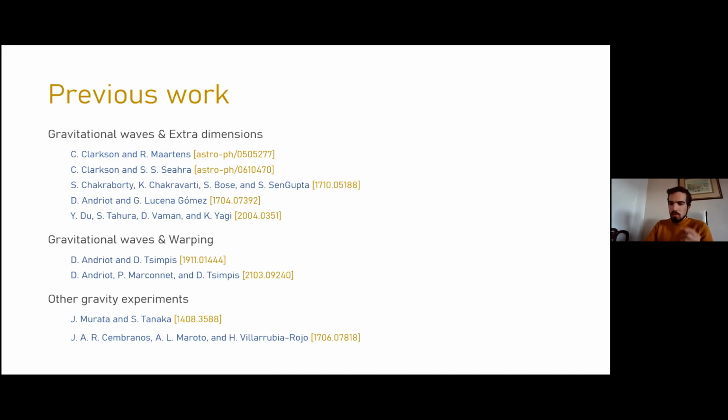Before I start, let me just mention some work that's been done on this, in particular, using gravitational wave signals as a way to detect extra dimensions. The warping itself has been explored mostly in the context of Randall-Sundrum, but more recently in these works in the context of toroidal compactifications in string theory.